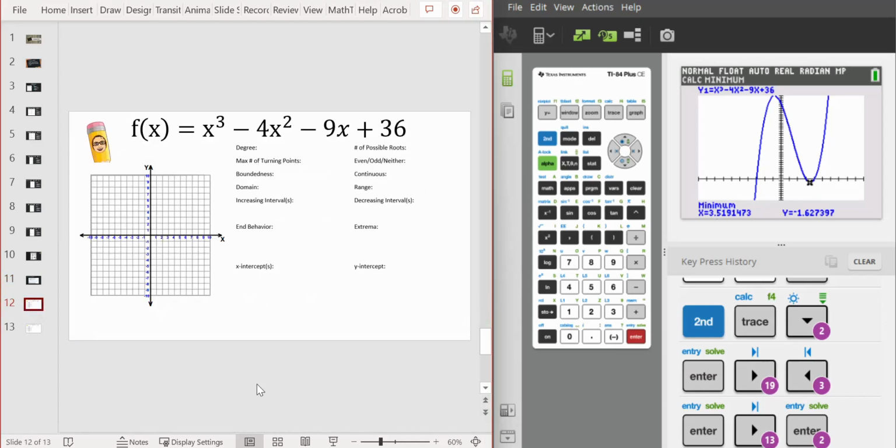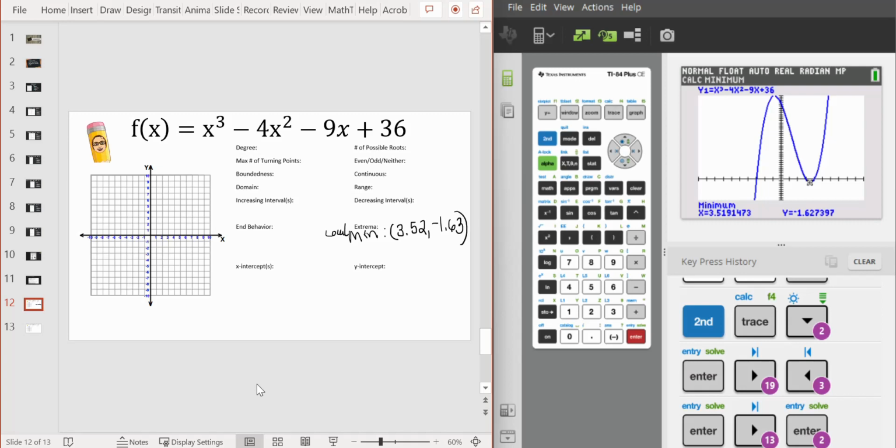So what I'm going to do over here is write that down. It is my minimum, and it is a local minimum. I'm going to give myself about 2 decimal points. So 3.52 is my x, and my y is negative 1.63, roughly.